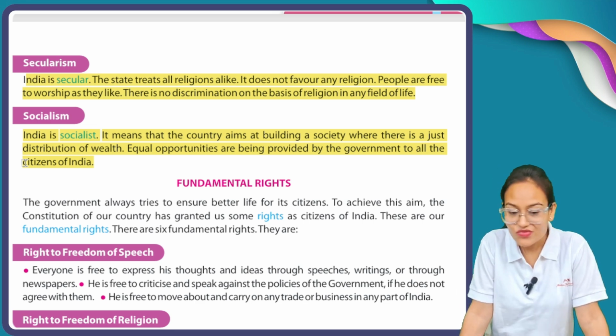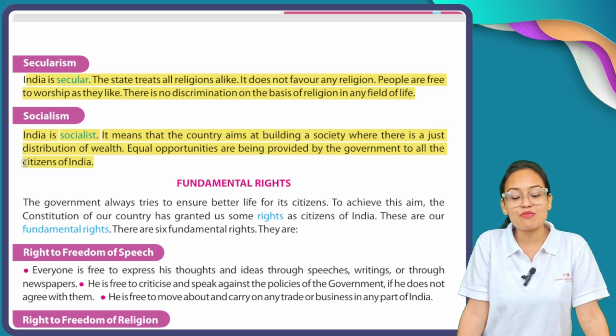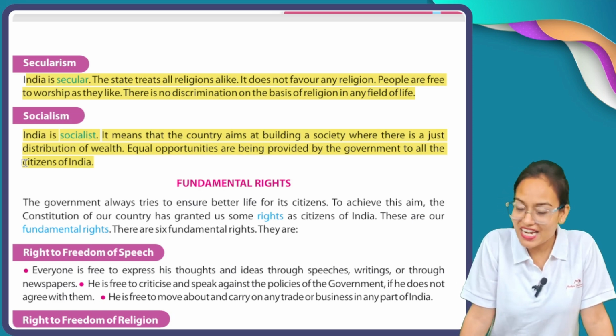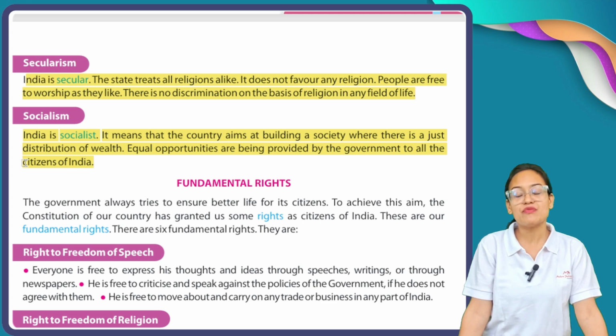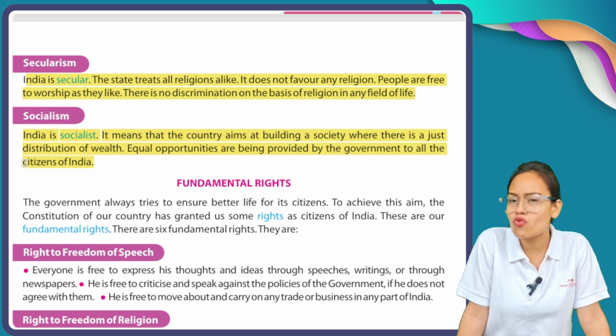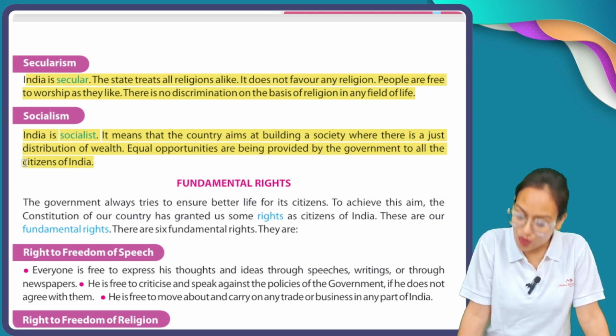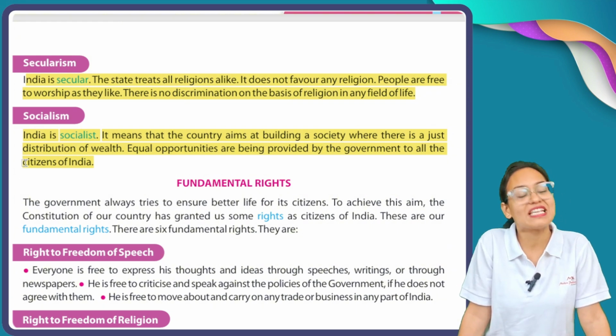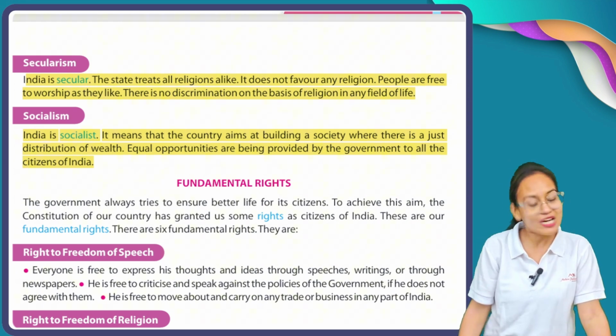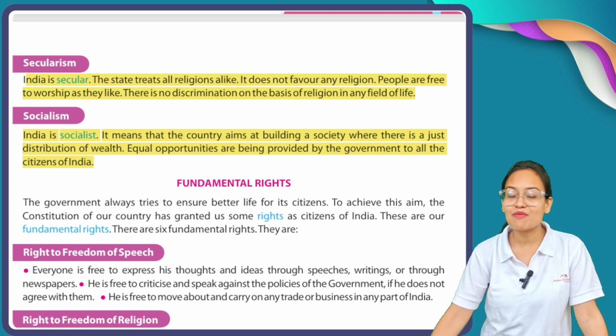Okay, now we are going to discuss fundamental rights. In our constitution of India, we have got so many rights. All those rights we are going to discuss in detail one by one. Come with me and let's see fundamental rights.